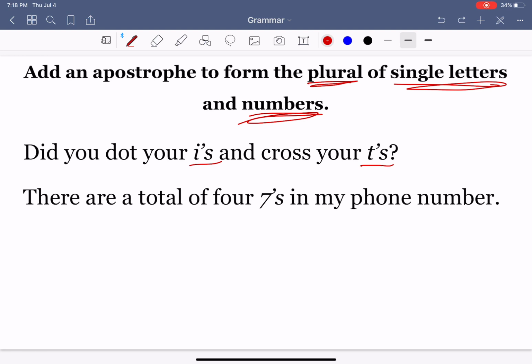Here's another example. There are a total of 4 7's in my phone number. So it's just a single number. If there's a total of 4 75s, then you would just do that. You would not put an apostrophe because that's 2 numbers together. This is a single number by itself, so you use an apostrophe.